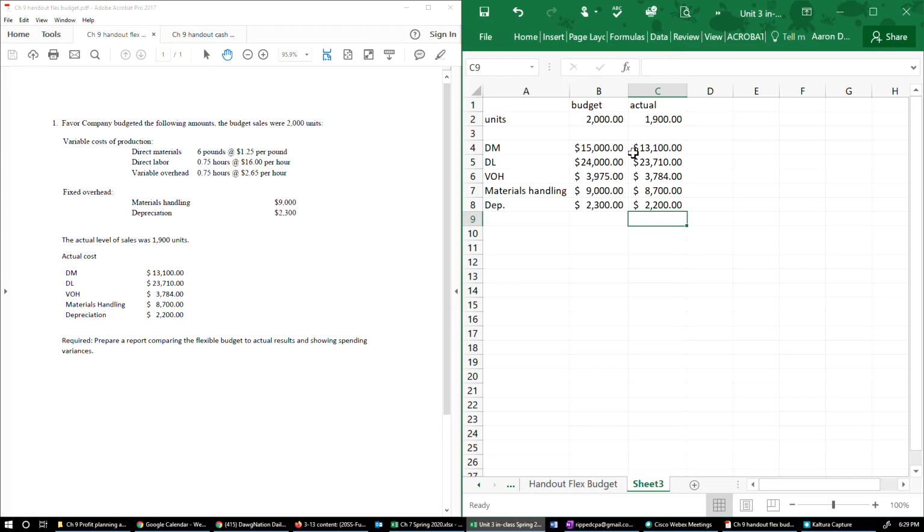All right. So we see some differences. We'll call these variances. We've dealt with that term before. And we'll take the actual from the budget. And let's throw a total column in here as well.